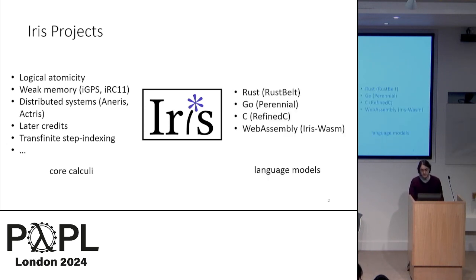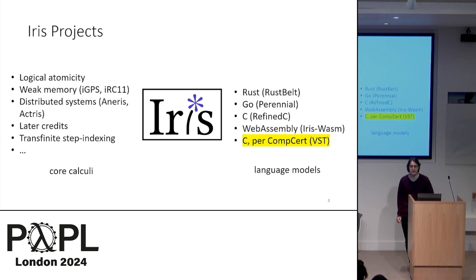There's a smaller number of Iris projects that do something a bit different, that aim to formalize and prove things about code in real programming languages. So there are Iris instances out there for languages like Rust, Go, C, and WebAssembly, with varying details of fidelity or connections to existing semantics and toolchains for those languages. And the work that I'm presenting today adds one more to that list, which is C again, but C as defined by CompCert, the Verified C compiler, with the program logic from the Verified Software Toolchain.